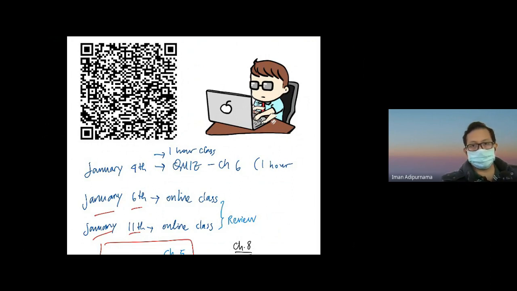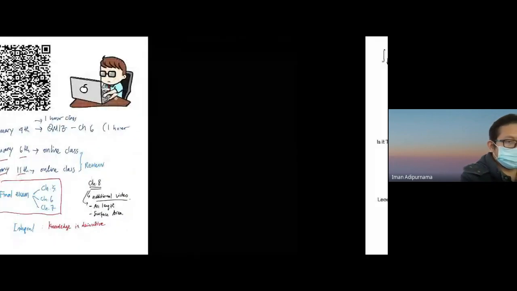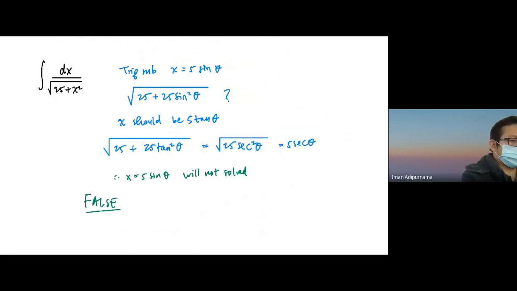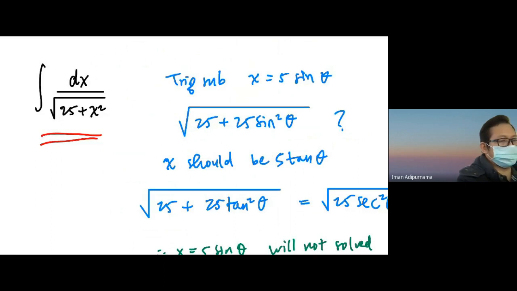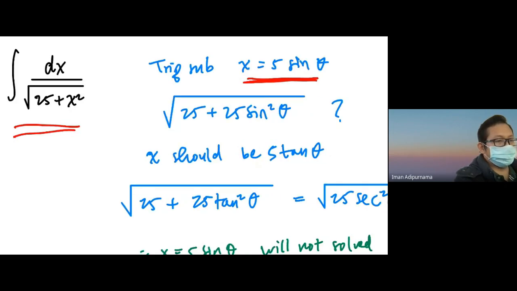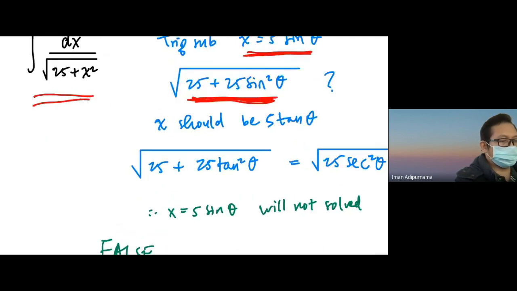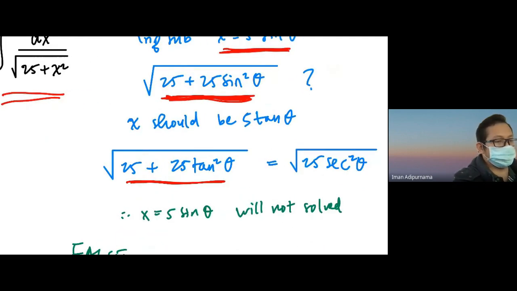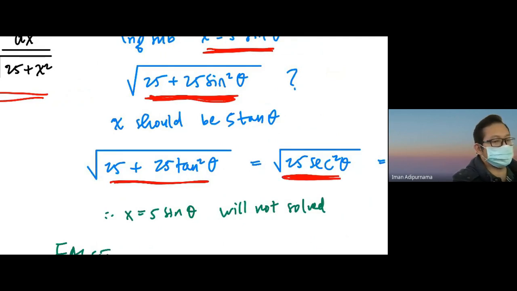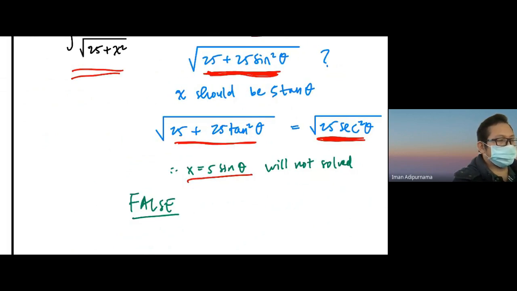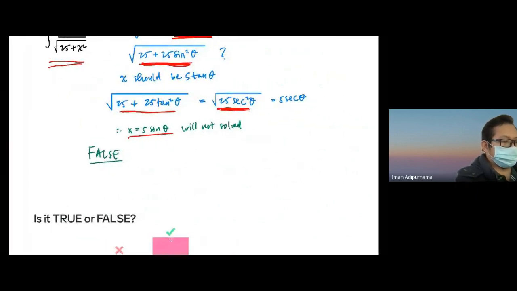Okay, I think we can start the course. Let's start with the feedback time. The first question has a statement that the trigonometric substitution uses x equals 5 sine theta. If you use 5 sine theta, we are not going anywhere, we are stuck here. It's better to check with tangent, because we can solve and take it into secant. So x equals 5 sine theta will not solve the question, so it's a false statement.